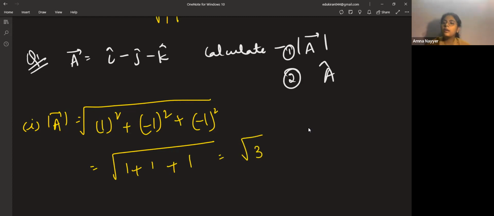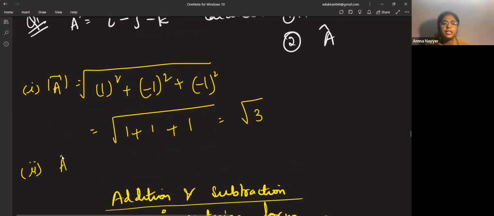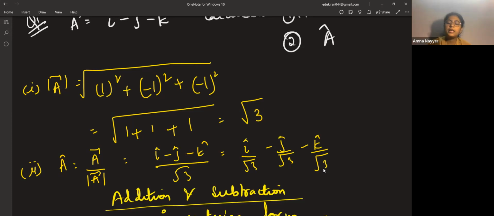Fine. Now coming to the unit vectors, once you have obtained the vector, calculation of unit vector is not difficult. Unit vector is basically the vector divided by its magnitude. Vector is i cap minus j cap minus k cap divided by root 3. You can even in your exams leave your answer like this also. You can separate all the denominators. Quickly note this down, those who haven't.